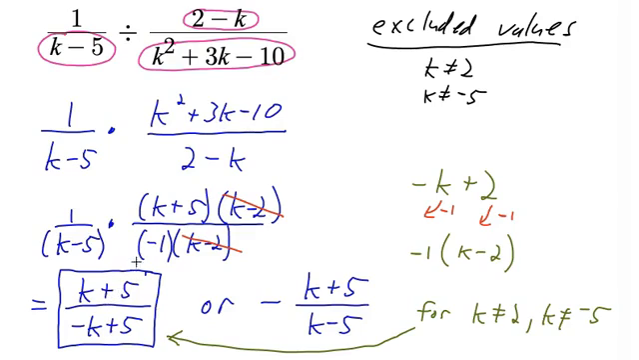So we have k plus 5 over negative k plus 5 for k not equal to 2 and k not equal to negative 5.